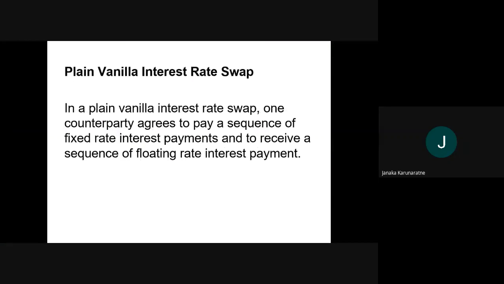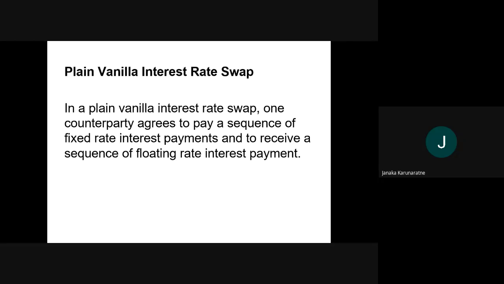Okay, plain vanilla interest rate swap. In a plain vanilla interest rate swap, one counterparty agrees to pay a sequence of fixed rate interest payments and to receive a sequence of floating interest rate payments. So it's a swap between two parties. One party pays a fixed rate against a floating rate from the other party.